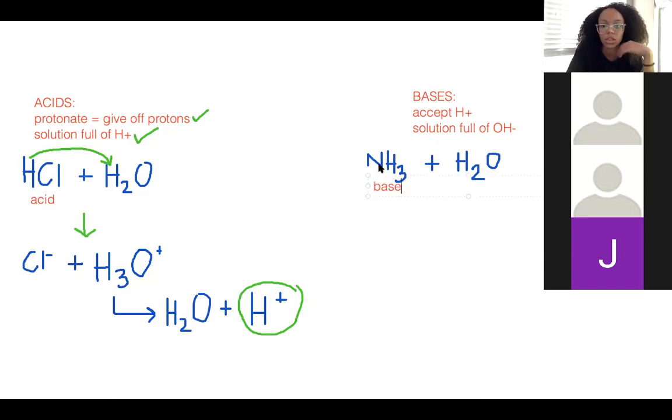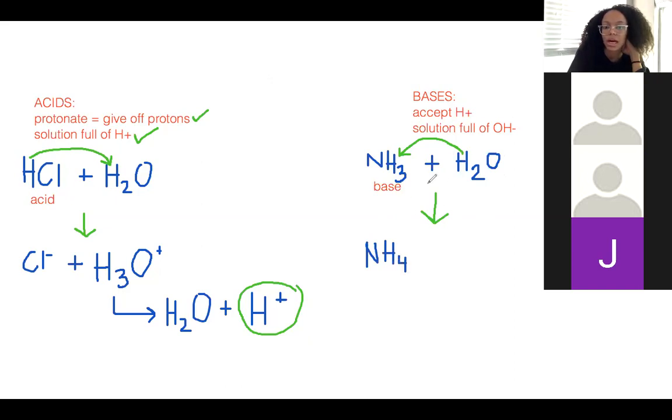What do bases want to do? They want to accept protons. Accept protons is a nice way of saying they kind of want to steal a proton. They're only with water, so that's the only thing it can steal a proton from. So it's going to go ahead and steal a proton from water. Once it has stolen its proton, what are we going to be left with? Well, NH3. We took a hydrogen, okay? We took that proton. So now we're going to have NH4.